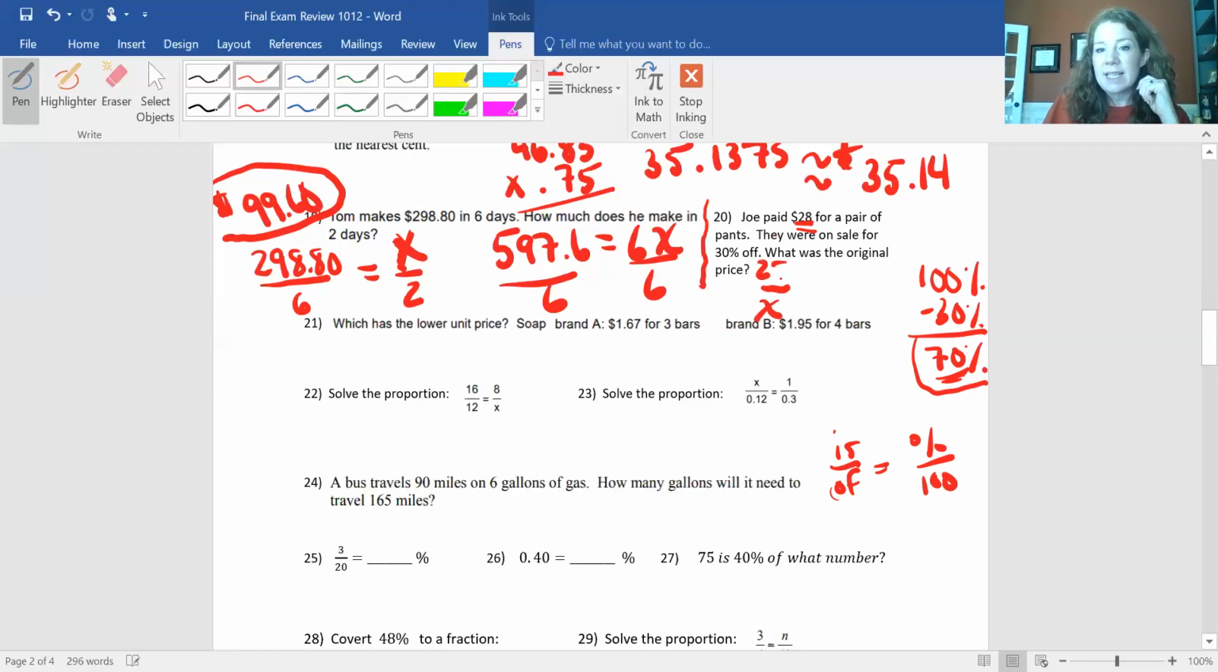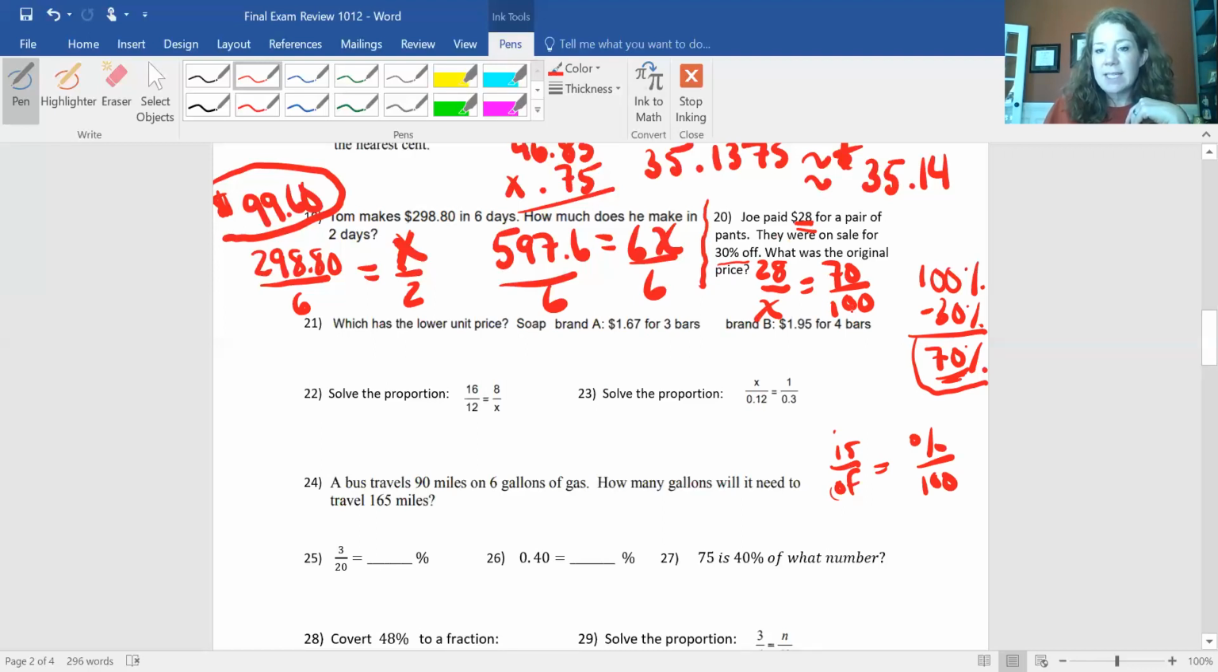$28 is 70% of what price? And remember, percent always goes over 100. Now, where do we get that 70%? Because it says 30%. If they take 30% off of anything, what you have left is 70%. So now we're going to cross multiply and divide.